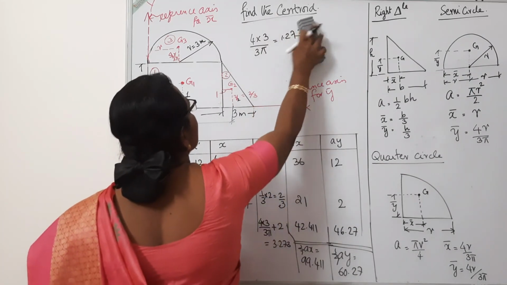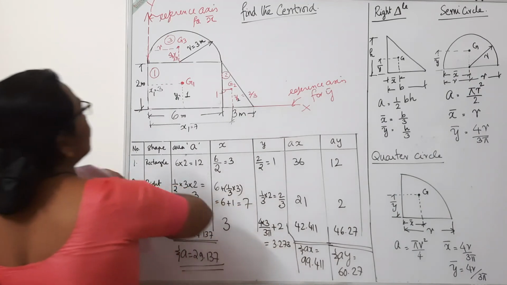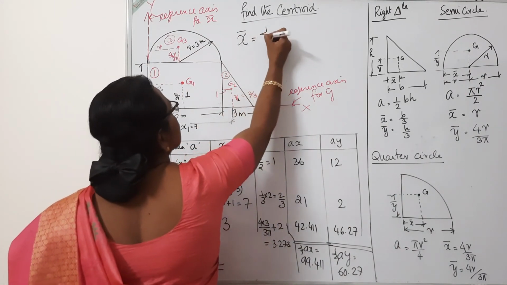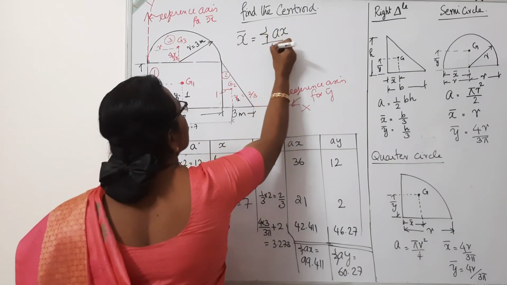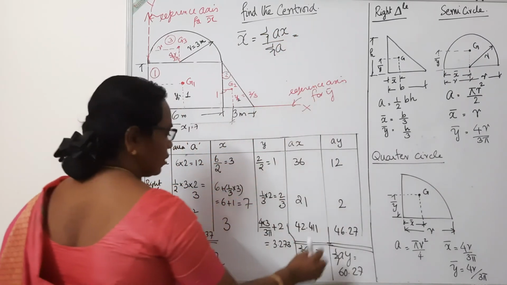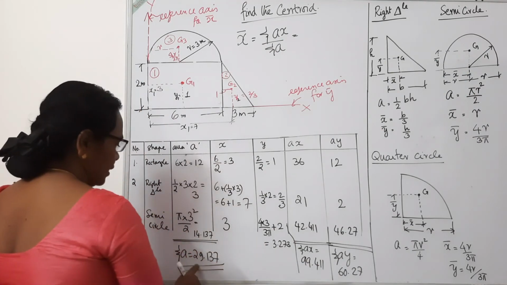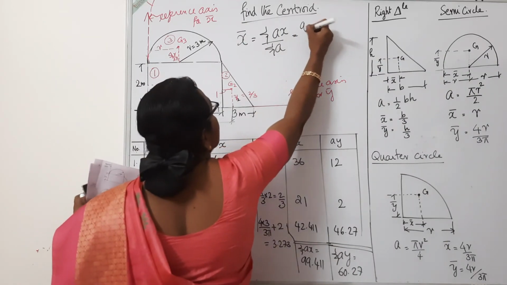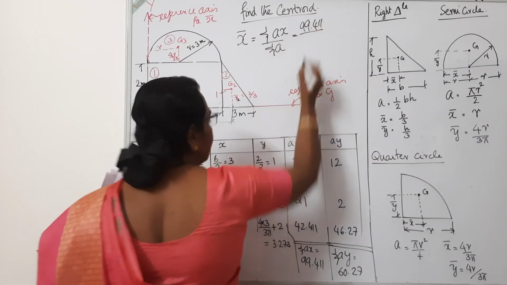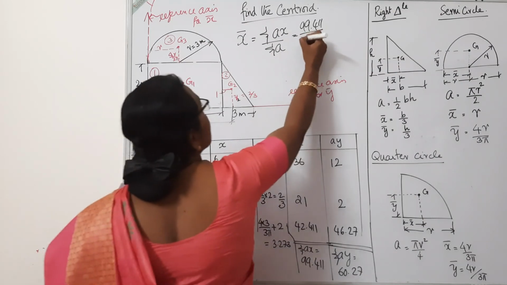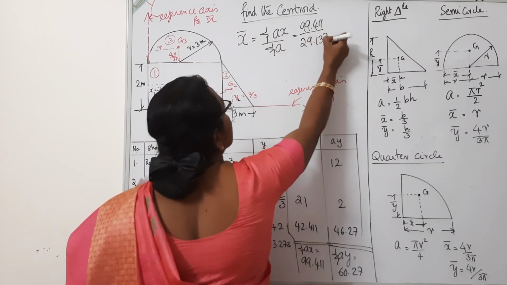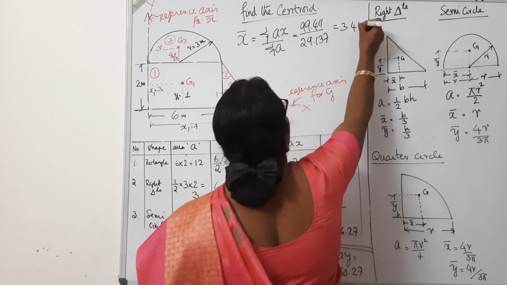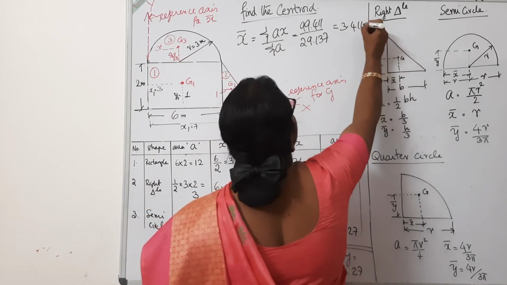Now the answer: x bar, the centroid of this entire section, is equal to sigma AX by sigma A. Sigma AX, 99.411, divided by 29.137, gives 3.411. The unit is meter.